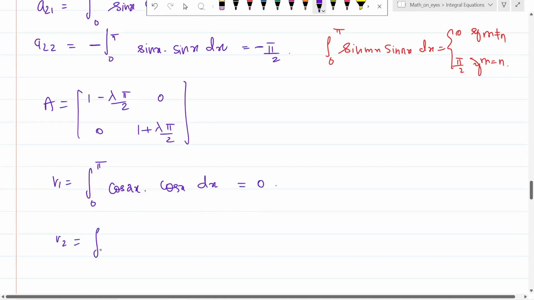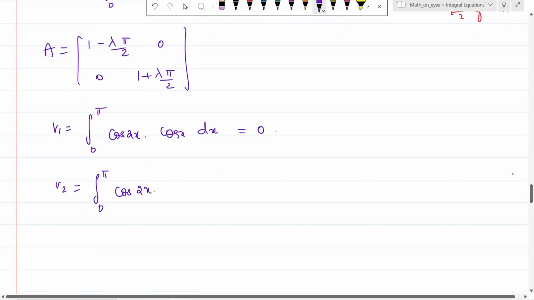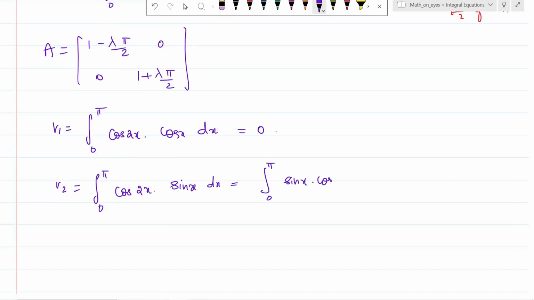What about V2, which is equal to integral 0 to pi cos 2x, which does not change because it is the f of x, and we need to find beta 2. What is beta 2? Which is equal to sin x. So this is equal to sin x into dx, which is equal to integral 0 to pi sin x into cos 2x into dx. Now what is the formula for integral 0 to pi sin mx into cos nx dx? Sin should have m and cos should have n. If you replace, the formula will change.